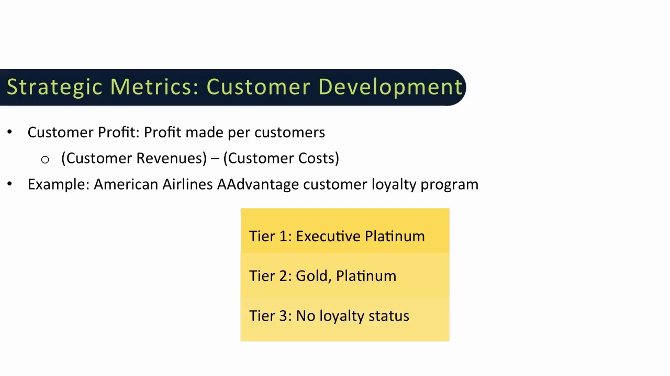Even though Executive Platinum customers represent only a fraction of travelers, they generate a disproportionate amount of profit for American. Customers in the next level, such as those with Gold and Platinum status, are encouraged to move up to Executive Platinum status. Customers with no status are in the bottom tier. Such customers can be unprofitable to serve, so companies often add extra charges, such as baggage fees, to ensure profitability.